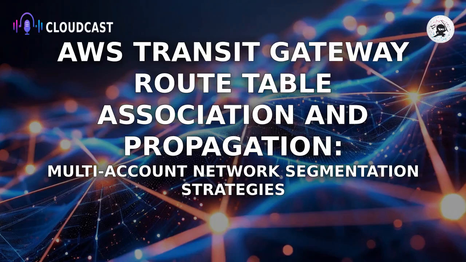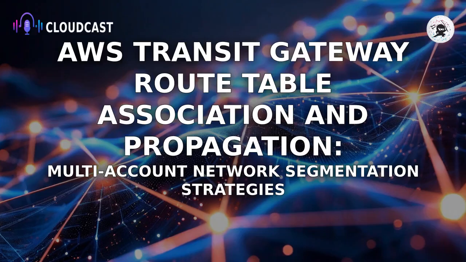Think of your transit gateway as a massive airport terminal. Each VPC attachment is like a gate where planes arrive and depart. The route table is the air traffic control system that decides which planes can go to which gates. Now here's the critical part. Association determines which air traffic control system a gate listens to, while propagation determines which gates advertise their existence to which control systems. Wait, so association is about receiving routing decisions, and propagation is about advertising routes?